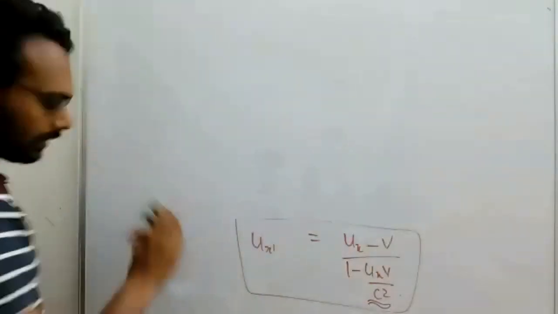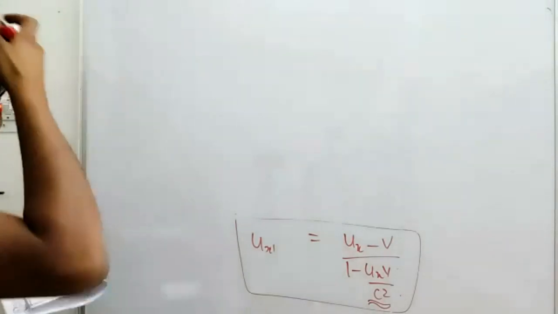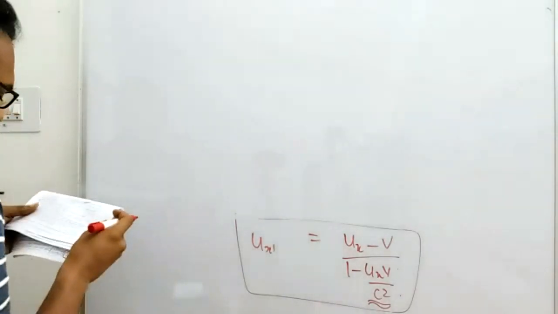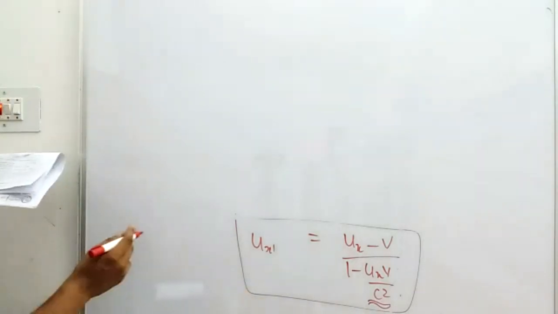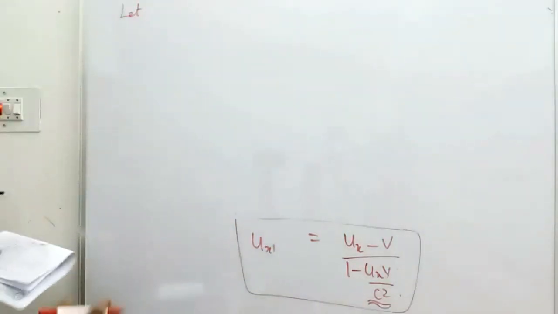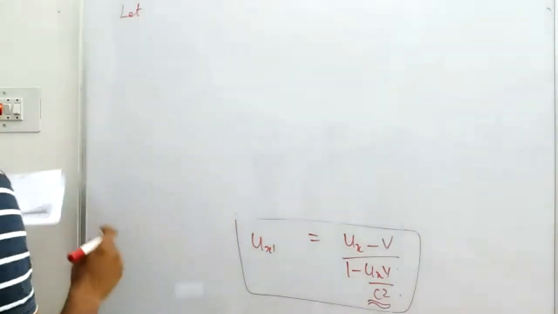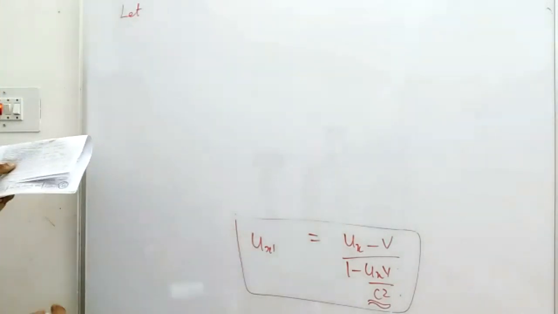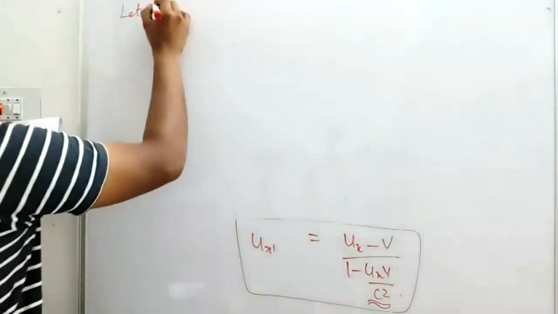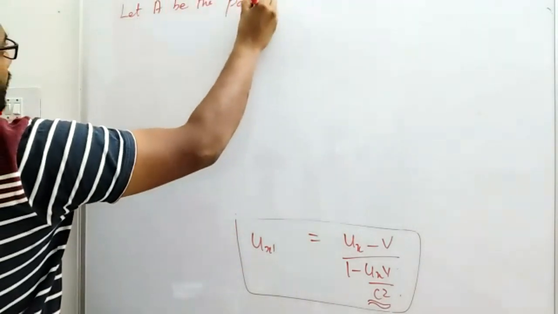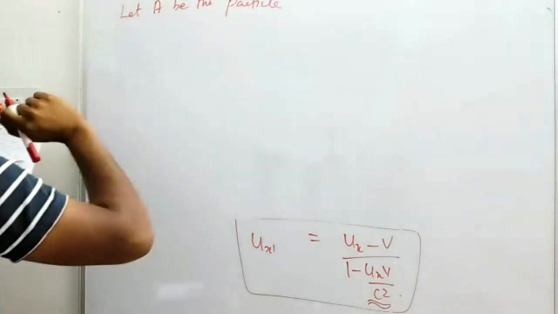Now this is about relative velocity, and you can write it in this way. It's more useful to write it in this way, at least at some points, so the physical meaning is clear, what we mean by this. Let A be the particle. Okay, let's call A the particle.